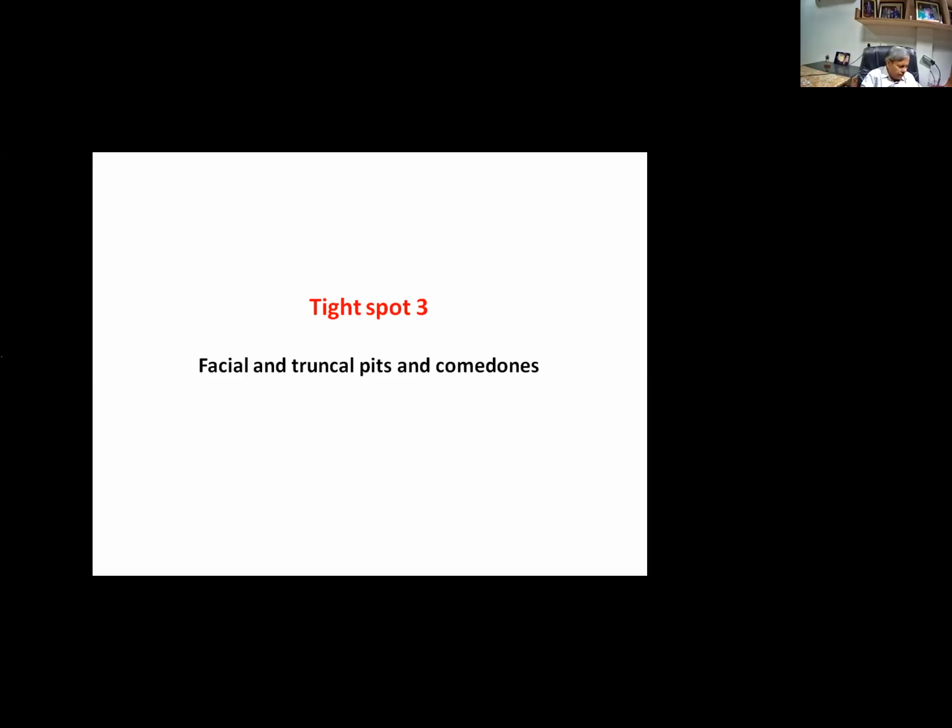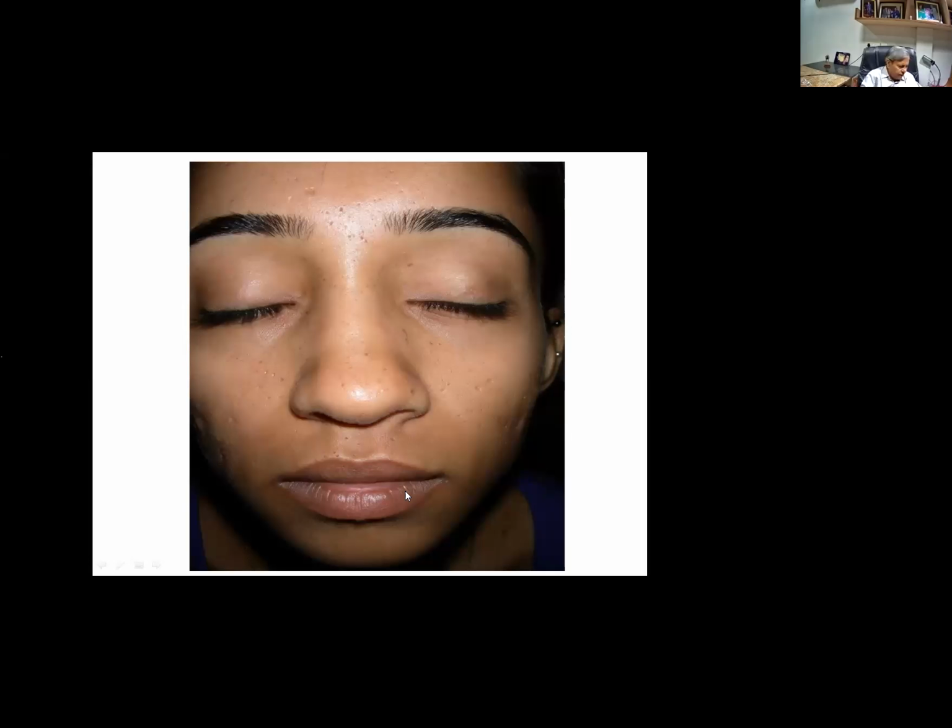My third tight spot is regarding these facial and truncal pits and comedones. Now, this was the first patient that I had seen of this particular condition some years ago, which manifested as these pits on the forehead, on the glabellar area, the dorsum of the nose, and bilateral cheeks. The perioral area was characteristically involved.